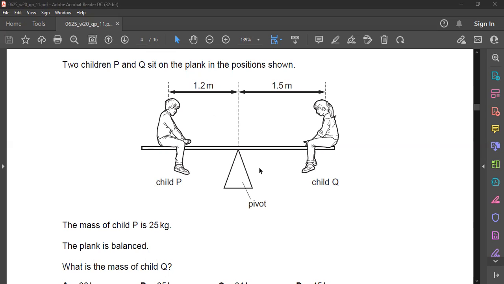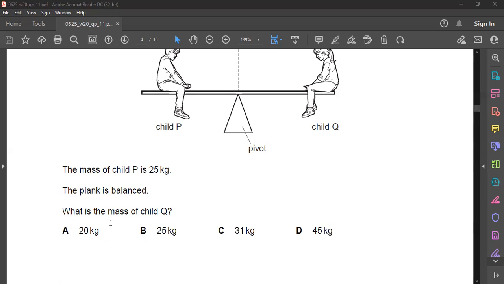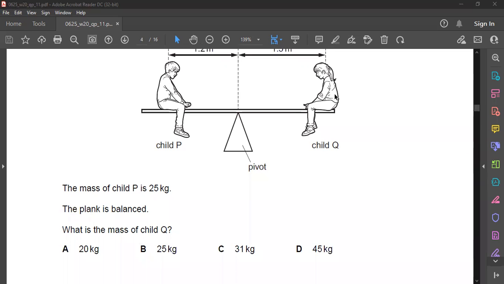Then the turning effect on the right side has to be also 30, because the position is in equilibrium, or balanced. Now if the turning effect on the right side is 30 and the radius is 1.5, what is the mass? We can just divide 30 by 1.5, and then we get 20. Okay, so the answer is A, 20 kilogram. That's the mass of child Q.